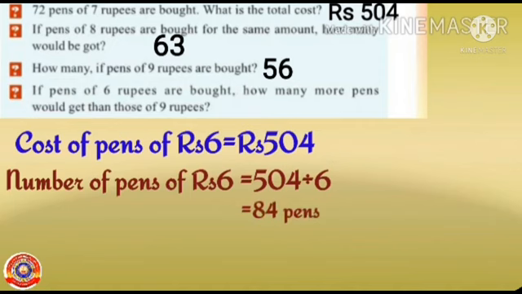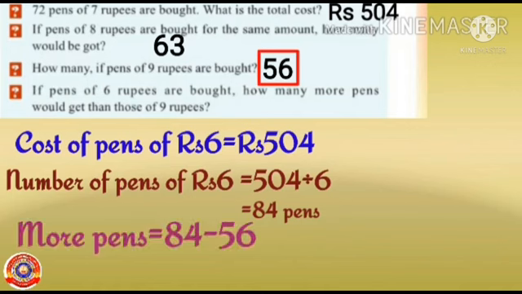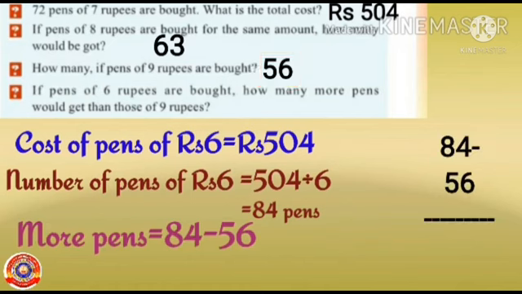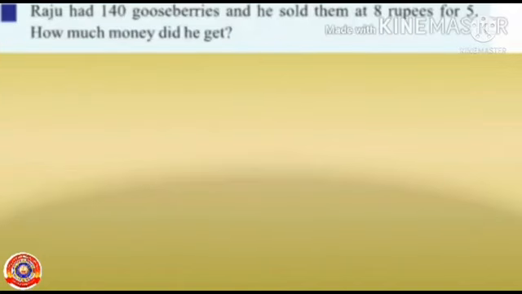Students, how many more pens would get than those of 9 rupees? How many pens of 9 rupees are bought? 56 pens. To find out how many more pens would get than those of 9 rupees, we have to subtract 56 from 84. 84 minus 56. We can't subtract 6 from 4, so borrow 1 from 8. 4 becomes 14 and 8 becomes 7. 14 minus 6, 8. 7 minus 5, 2. 28. So, how many more pens would get than those of 9 rupees? 28 pens.